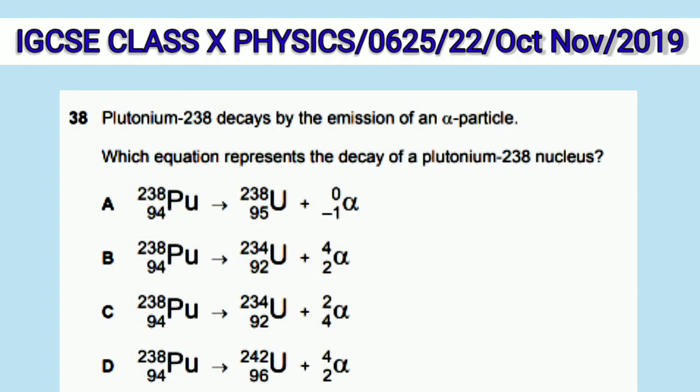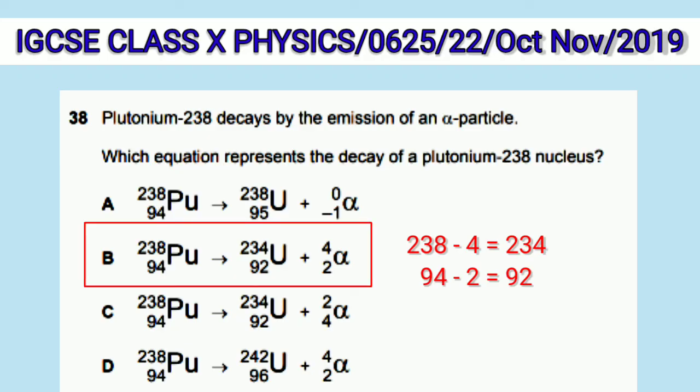Question number 38. Plutonium 238 decays by the emission of an alpha particle. Which equation represents the decay of plutonium 238 nucleus? We know when an alpha particle is given out, mass number will reduce by 4 and atomic number will reduce by 2. So correct answer is option B.